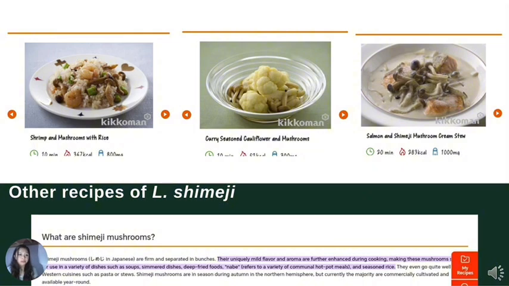We have also other recipes of L. shimeji, which are shrimp and mushrooms with rice, curry seasoned cauliflower and mushrooms, and salmon and shimeji mushroom cream stew.